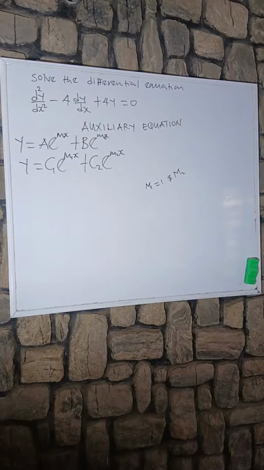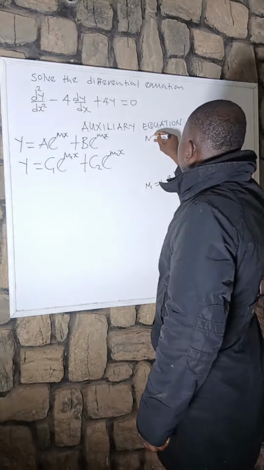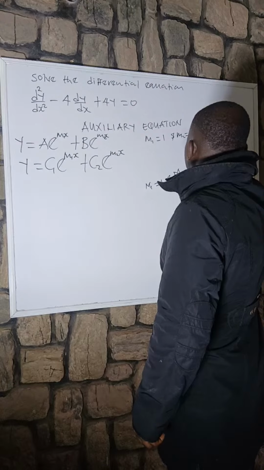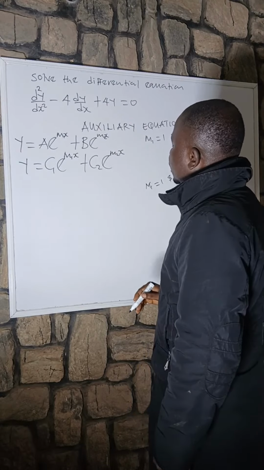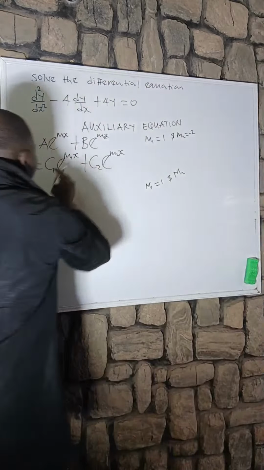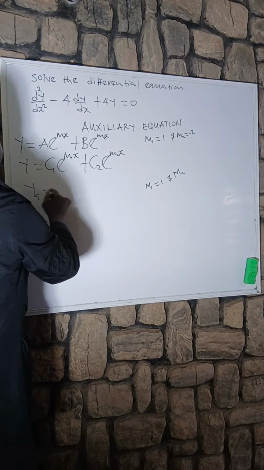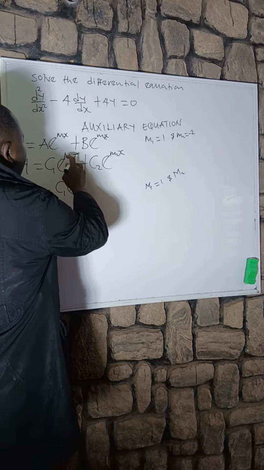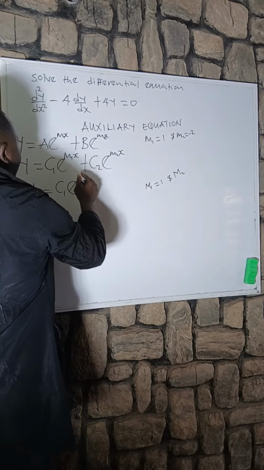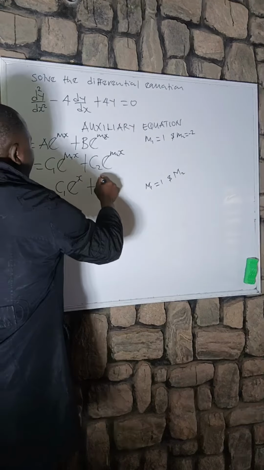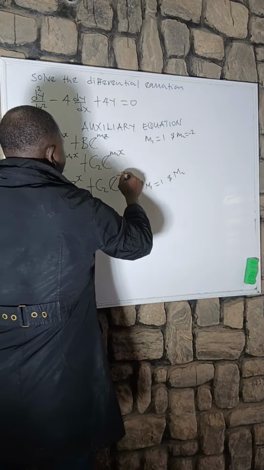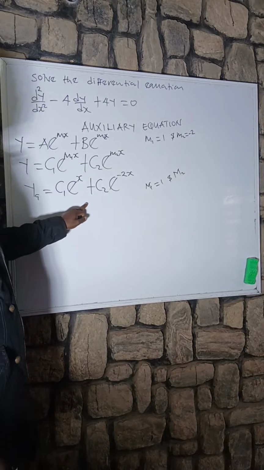So if you agree with me, it means at the end of the day, after solving, you have m1 equals 1 and m2 equals, let me say, minus 2. You just substitute in. Our general solution, this G means general solution: c1 exponential m1 is 1, so 1 times x is x, plus c2 exponential m2 is minus 2, minus 2 times x, minus 2x. This is how the general solution will look.